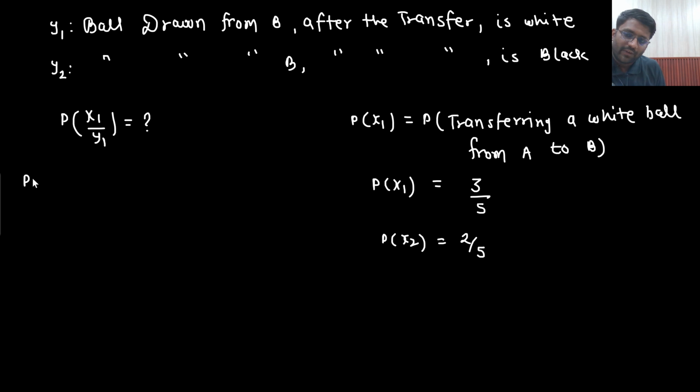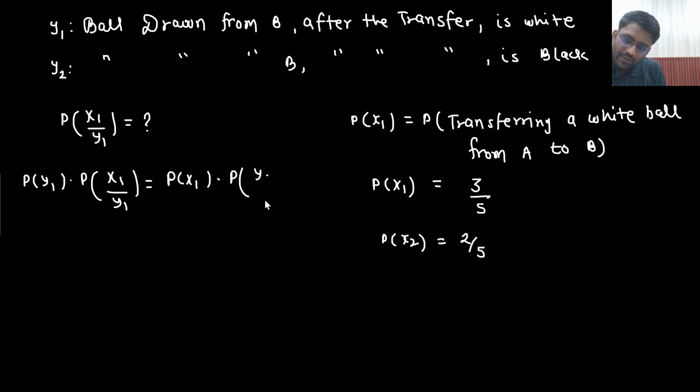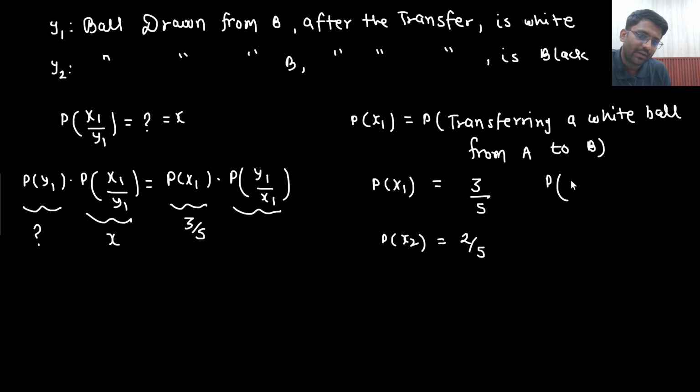Now here what I would require: I know that probability of y1 multiplied with probability of x1 by y1 would be equal to probability of x1 multiplied with probability of y1 by x1. Do I know this value? No, I don't know this value. I am supposed to find out this value. Probability of x1, yes, it is 3 by 5. And what is this? Probability of y1 by x1. Can you let me know what is probability of y1 by x1?